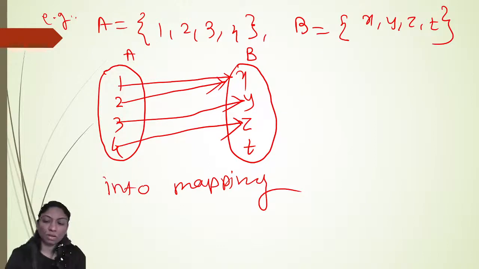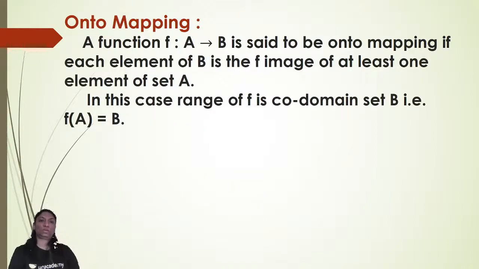Okay. Now next is onto mapping. A function f defined from A to B is said to be an onto mapping if each element of B is the f image of at least one element of set A. In this case, the range of f is the codomain set B, that is f of A is equal to B. Now see, the range of f is equal to the codomain. In into mapping f of A is a subset of B, and in onto mapping f of A is equal to B. Okay, so we'll take one example.